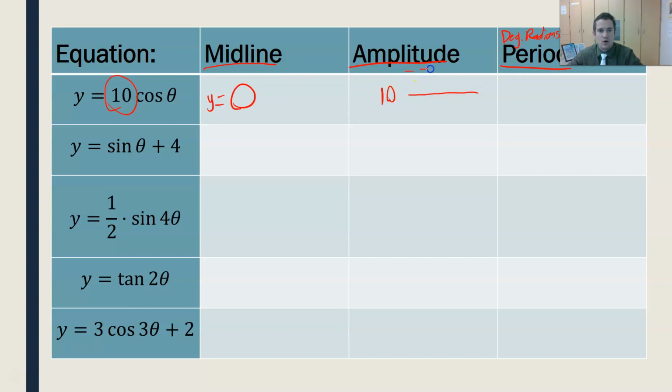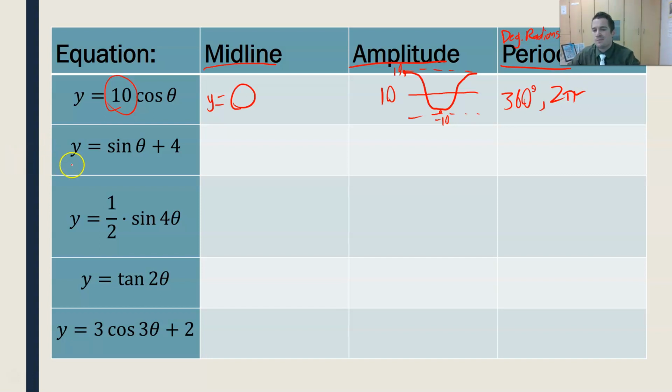Meaning that I'm going to go 10 above or 10 below the midline. So this is my cosine function. It would look something like this, where it starts up here at 10 and goes no lower than negative 10. Is there a period change on this cosine function? Well, no, there's nothing being multiplied in front of theta here. So the period of this function in degrees for the cosine function is 360 degrees. And in radians, it is 2 pi radians. 360 degrees or 2 pi radians would be a full cycle for that cosine function.